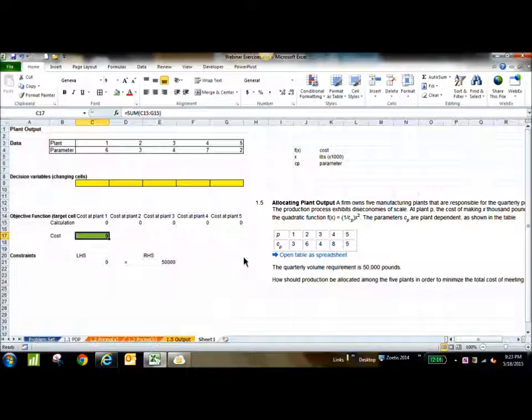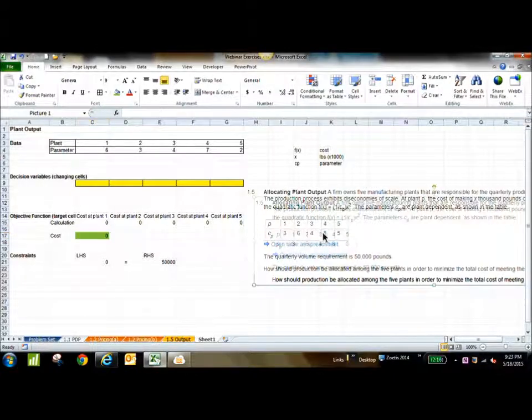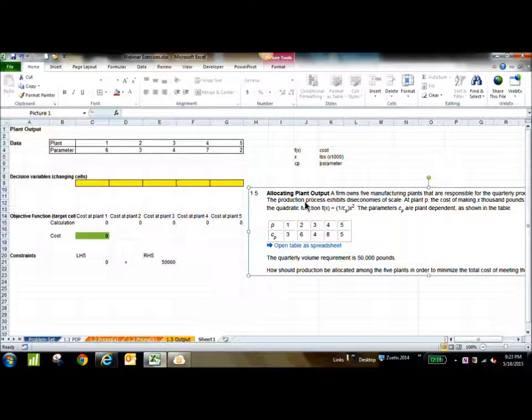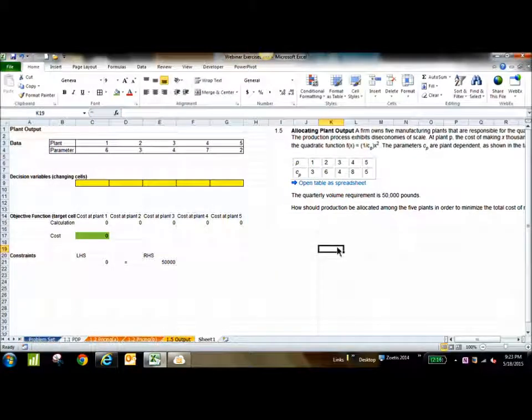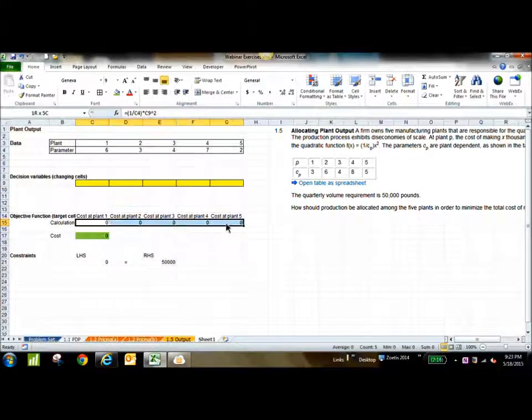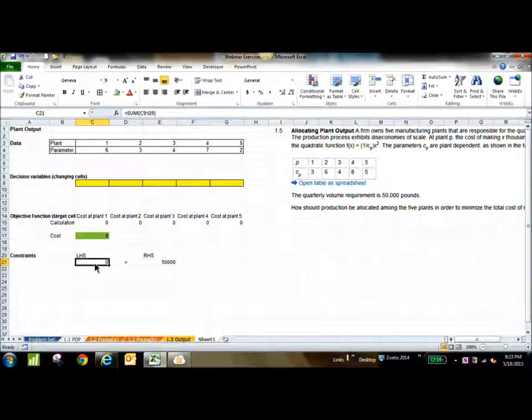So now it's time for the Solver. I'm going to move this stuff here. I have everything set up. I have my change in cells. I have my calculations to help me figure out what the total cost is. And I have my constraints. I have my constraint here on the right-hand side, and I have the left-hand side taking the total of these. The sum of all the decision variables has to equal the 50,000. Did I miss anything? I don't think so. I think I have everything set up right.